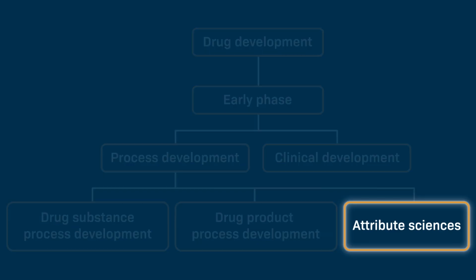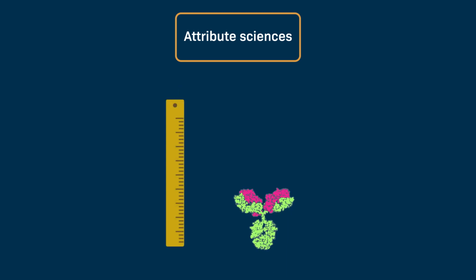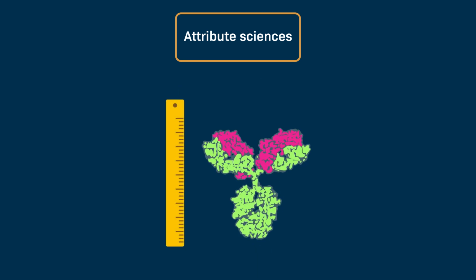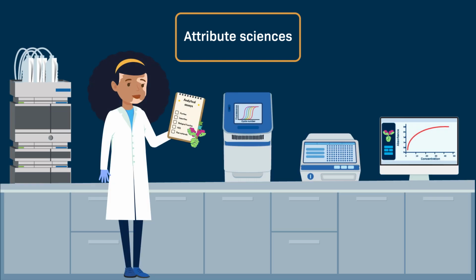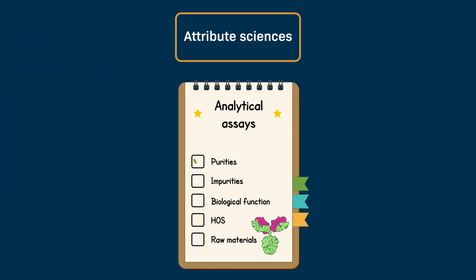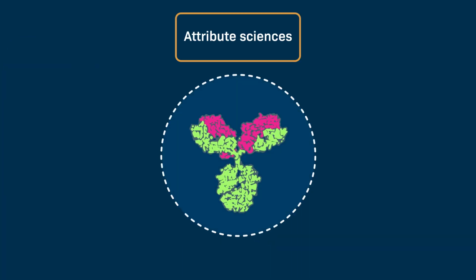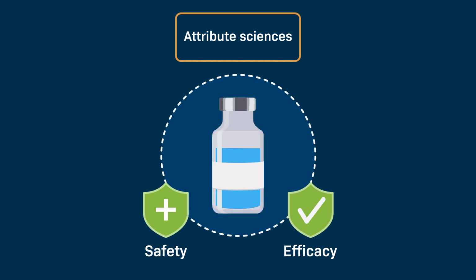In attribute sciences, scientists develop specific methods for monitoring a drug product's quality attributes. These are measurable properties or characteristics of a drug that help to define its overall quality. Various analytical assays are performed throughout the manufacturing process to understand the attribute impact on the safety and efficacy of the purified drug substance and drug product.